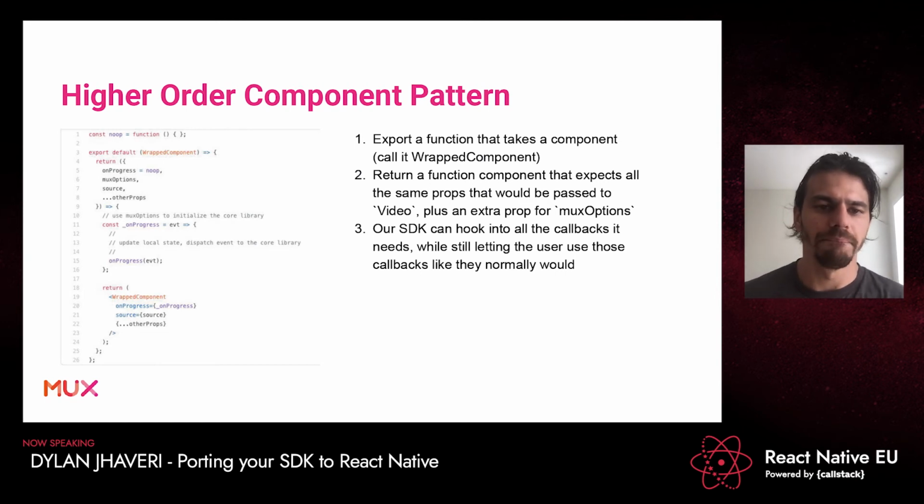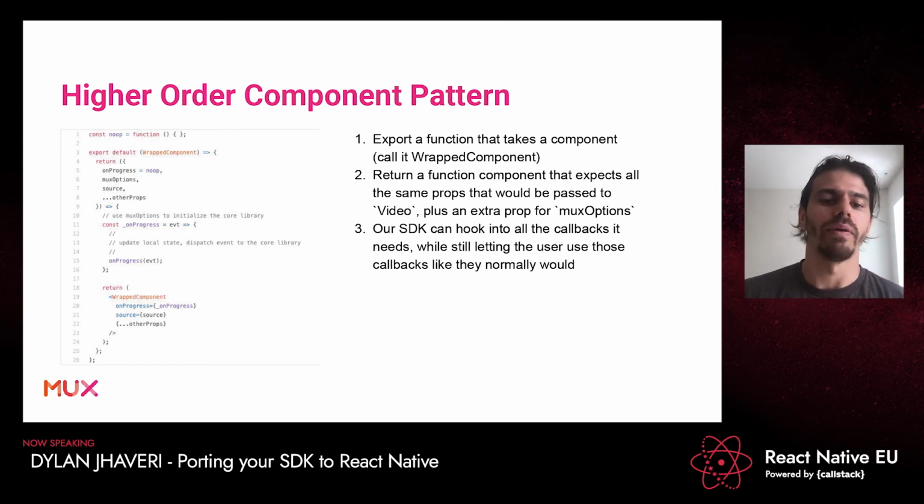This would be what my SDK would export, and what the end user developer would interact with. So we export a function that takes a component as an argument. And here we're calling it wrapped component, right there on line 3. And then what we return is a new function component. So now we have a function component, and it takes all the properties that the video component from React Native Video would expect. So you can pass in all the normal properties that you would pass into the video component you're using.